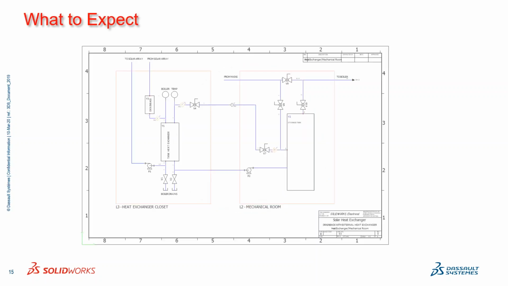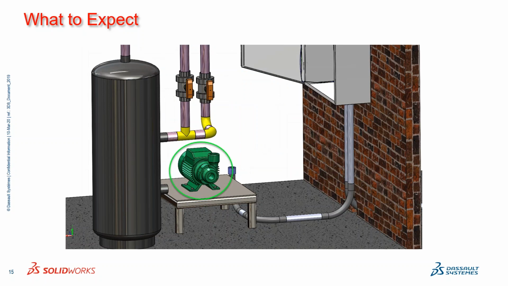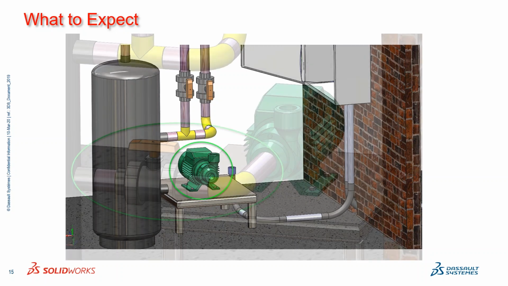So what are we expecting to see here today? What we're going to talk about is our schematic. We're going to go through our schematic, add some information to it, and take a look at our symbols. We're then going to correlate that information back over to the mechanical side, and add that pump, like I showed before, to our assembly.